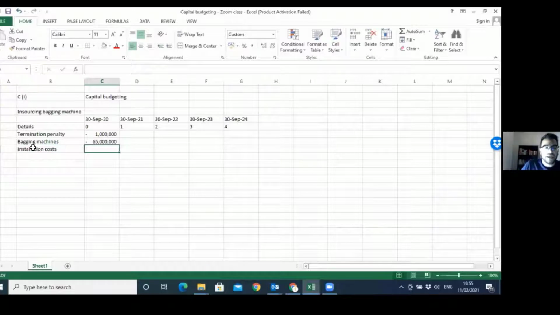Once again, you need to install the machines immediately. So it is 180,000 per machine times 5 machines, which is 900,000.